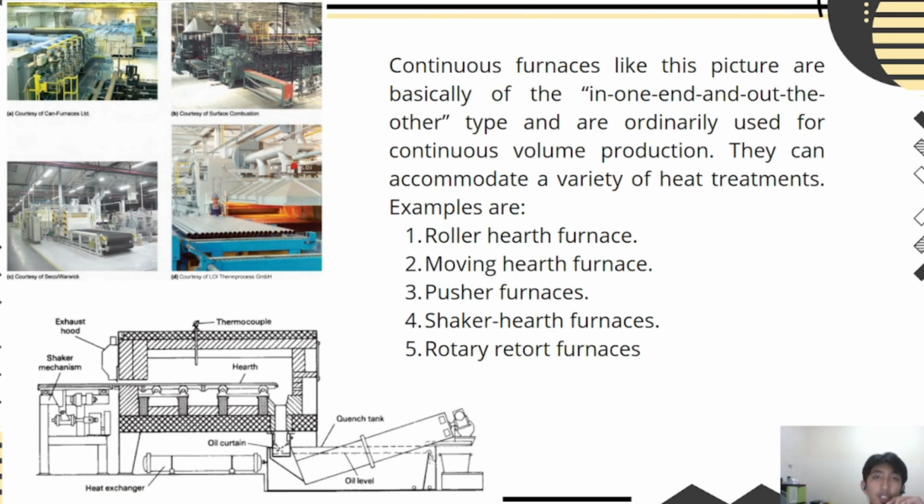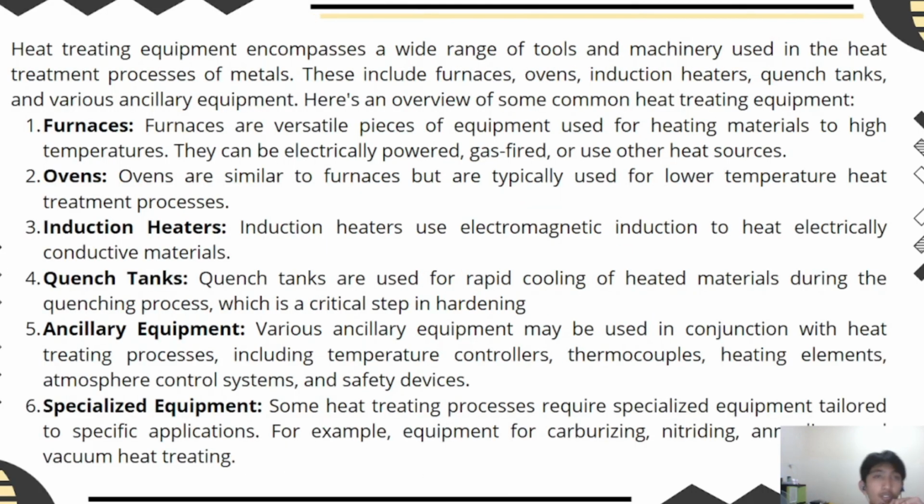Continuous furnaces, like in this picture, are loaded in one end and out the other. Types of furnace are ordinarily used for continuous production. They can accommodate a variety of heat treatments. Examples are the one is roller hearth furnace, two moving hearth furnace, three pusher furnace, and four is shaker hearth furnace, and five is rotary retort furnace. Heat treating equipment comprises a wide range of tools and machinery used in the heat treatment process of metals. They include furnaces, ovens, induction heaters, quench tanks, and various ancillary equipment.